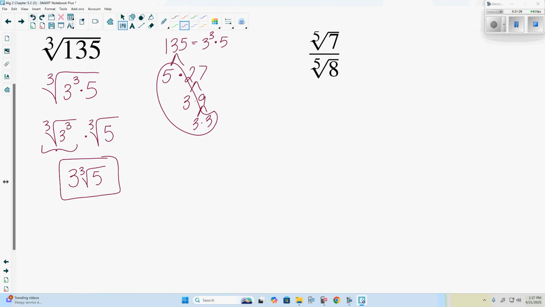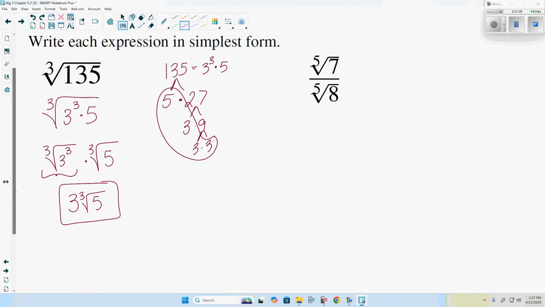Our next one is the 5th root of 7 over the 5th root of 8. Does 7 divide by 8 nicely? No. So our previous method of doing this, making it into 1, dividing, simplifying, is not going to work. But we cannot have a radical in the bottom of the fraction. So the other question is, can I take the 5th root of 8?